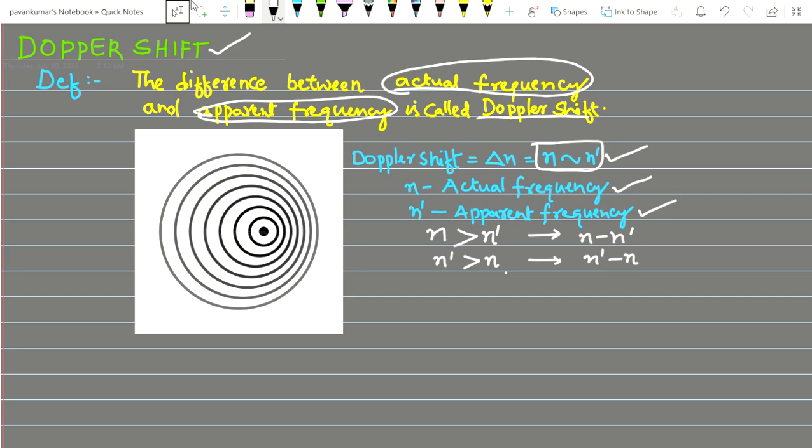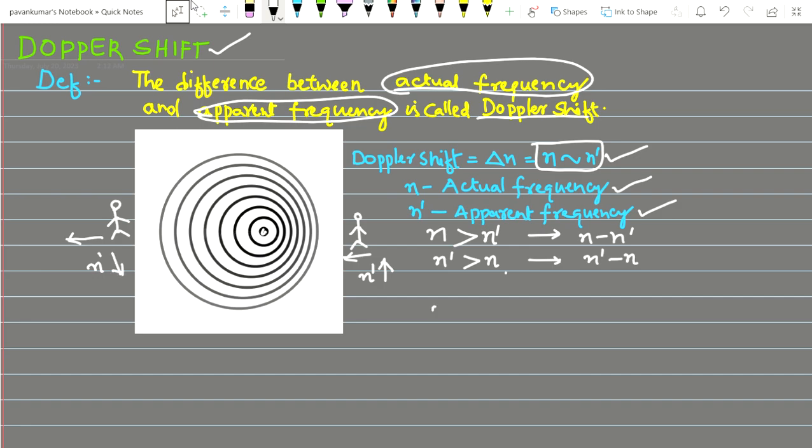Let us consider a source. Here it is a source, and here a person, that is an observer, is moving towards the source. Another case, let us consider a person who is moving away from the source. We can clearly say that when a person is moving towards the source, his apparent frequency will be increased. When a person is moving away from the source, his apparent frequency will be decreased.